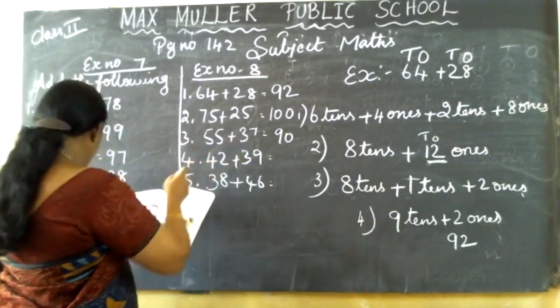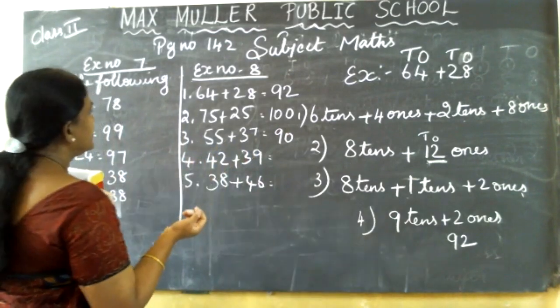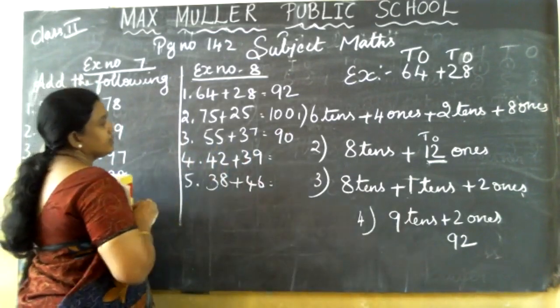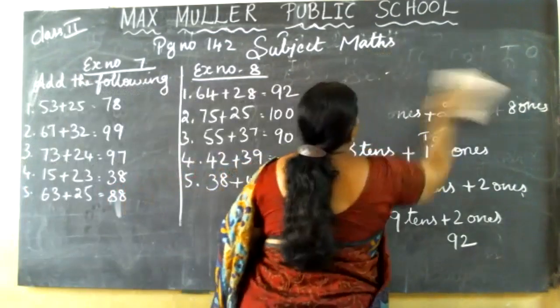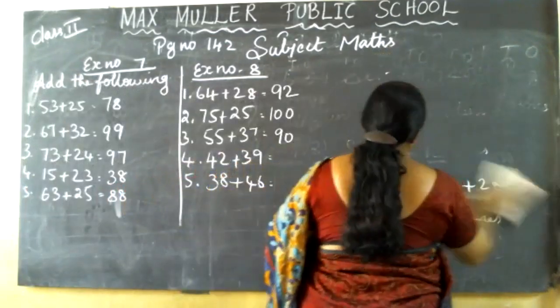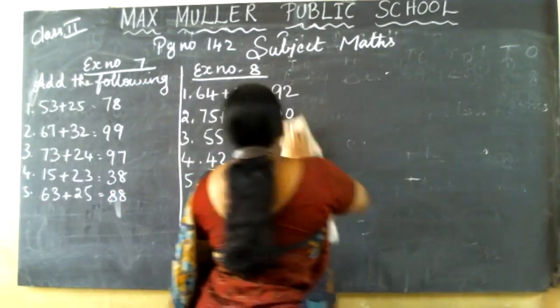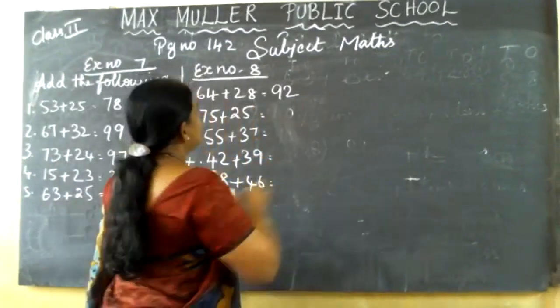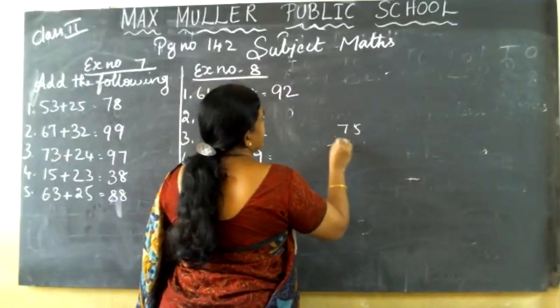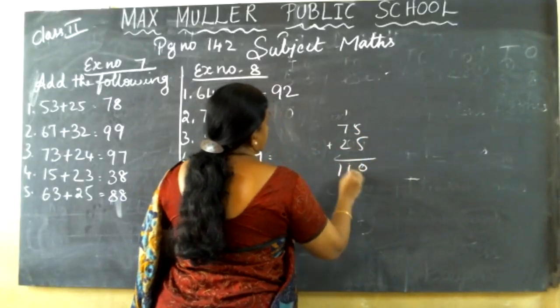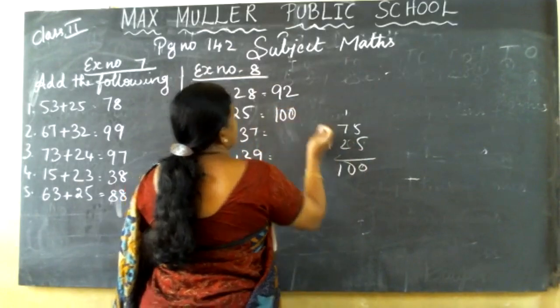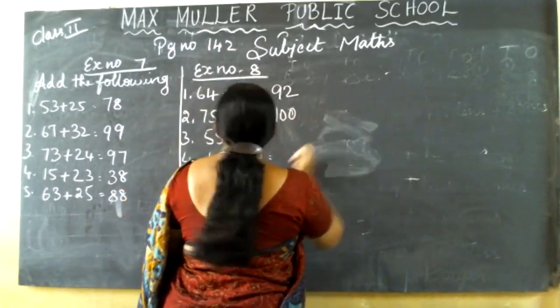Seven plus 5: 8, 9, 10, 11, 12. You can do it by this method also, children. See here, 75 plus 25. 5 plus 5 is 10, carry 1. 1 ten, and 7 plus 2 makes 100. For this, the answer is 100. Second step.